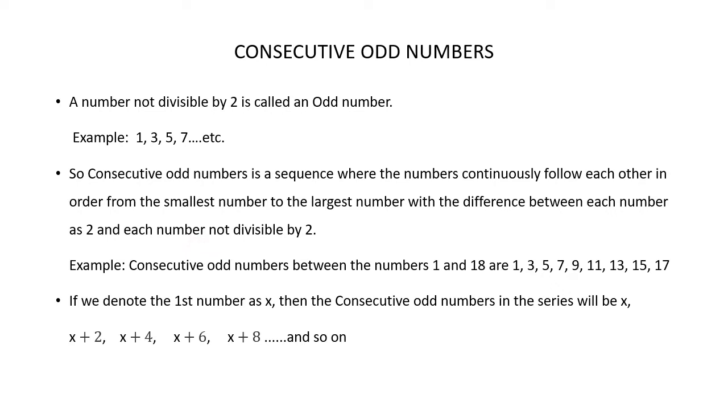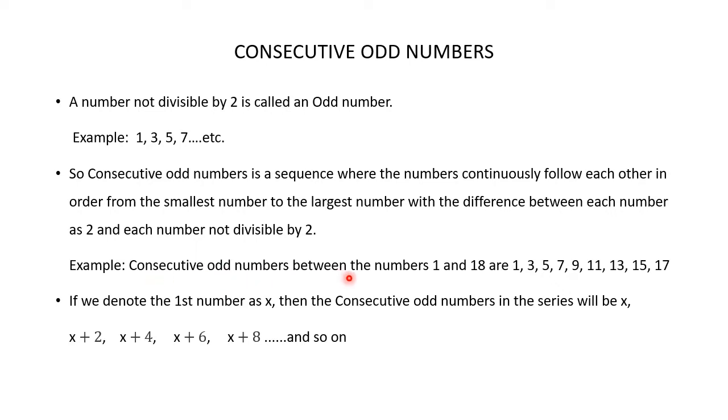So what does this mean? It means that consecutive odd numbers is a sequence where the numbers follow continuously from the smallest number to the largest number. The difference between two consecutive odd numbers is 2, and each number is not divisible by 2. Let's understand this with an example.